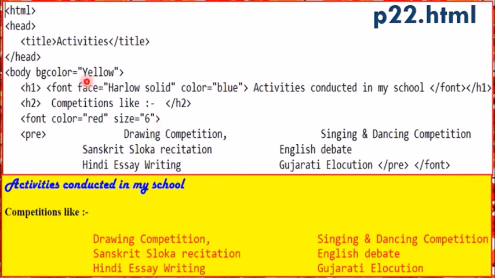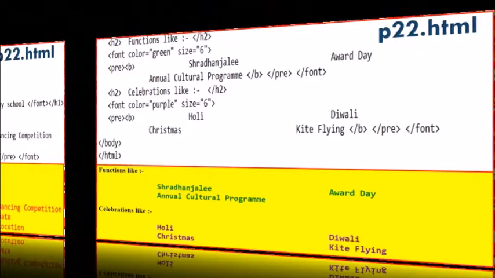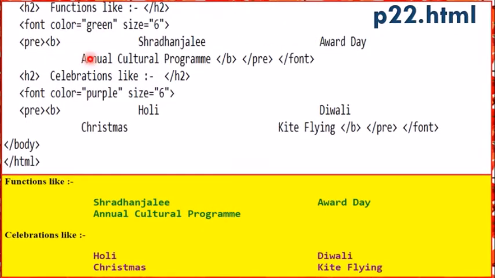Here, also note that the background color of the activities page is given yellow. Next, within the heading 2 tag, functions like is mentioned. Then all 3 names of functions are written within the pre-formatted tag to preserve the formatting, and they are written with green color and font size as 6. Similarly, celebrations like are written within the heading 2 tag. Then all 4 names of celebrations are written within the pre-formatted tag with purple color and font size as 6.